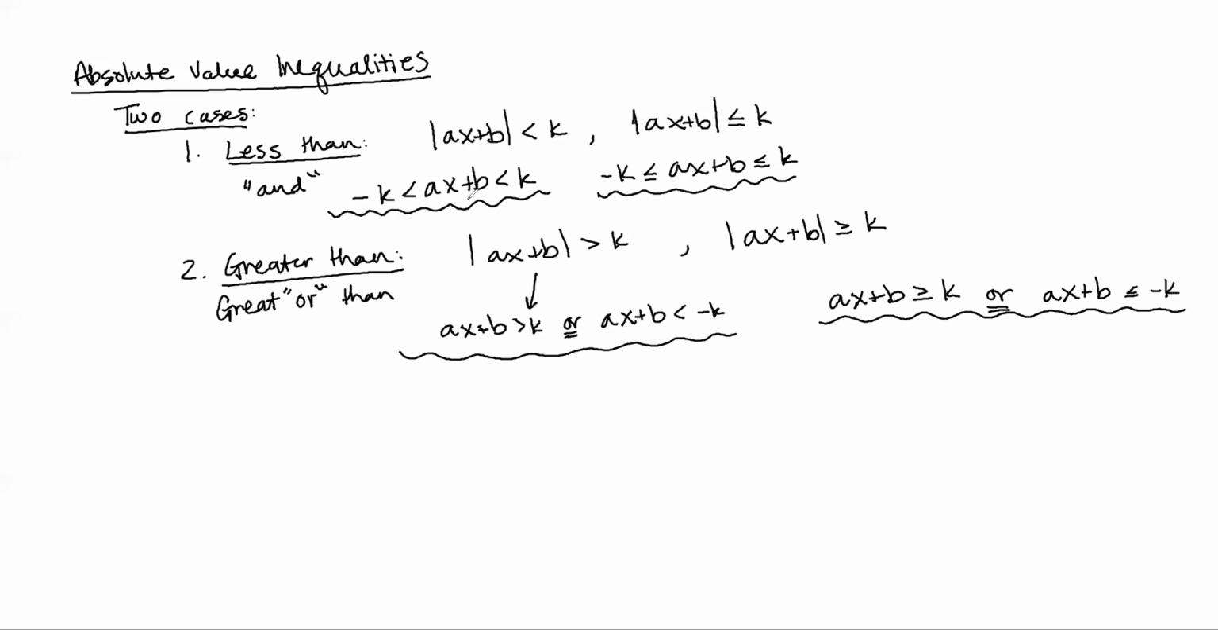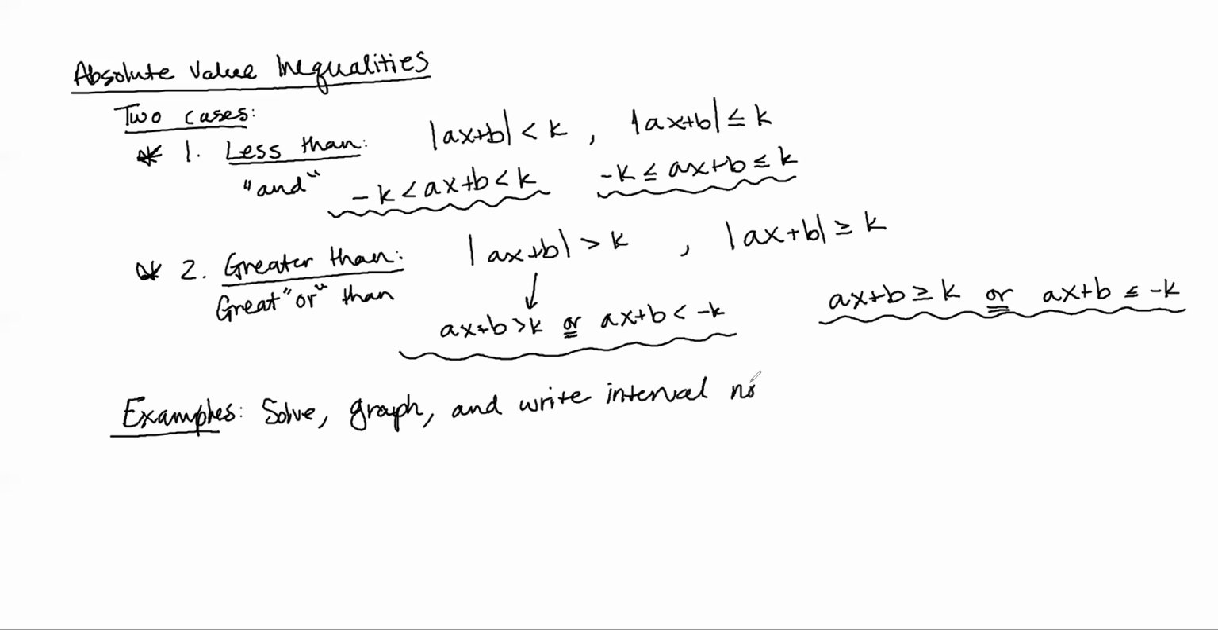Now, let's go ahead and look at some examples here, because these ones are where it gets kind of tricky. But if you can remember these two cases, that's going to help you a lot. So we're going to solve, graph, and how do you think we're going to write our solution now that we're dealing with inequalities? We're going to write the answer in interval notation. Always using interval notation for inequalities.